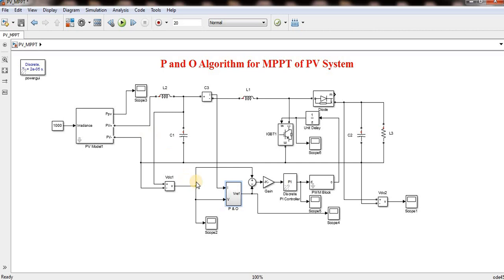That's why I'm saying the procedure to design a PNV algorithm depends on many factors, not only dP by dV equal to 0. That is what we have to achieve: maximum power is achieved at dP by dV equal to 0, but that is the mathematical equation and the simple logic. The procedure to design the PNV algorithm depends on many factors, so I will explain many different types of PNV algorithms in my further videos.